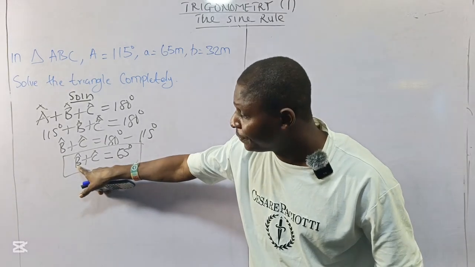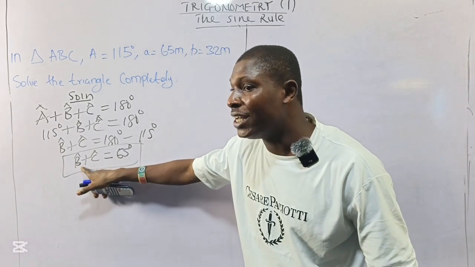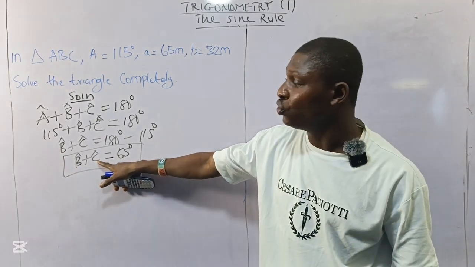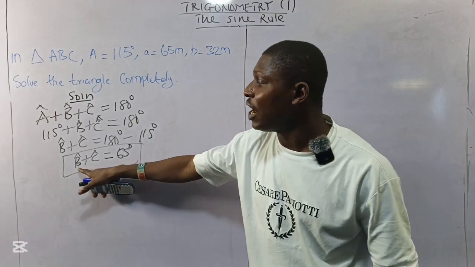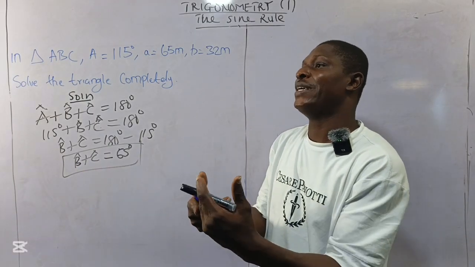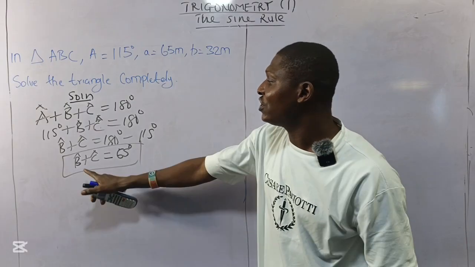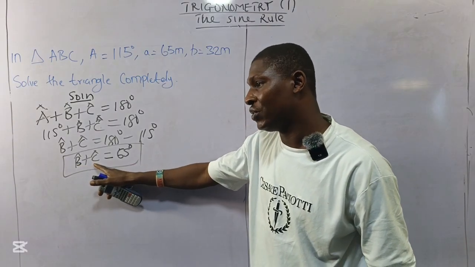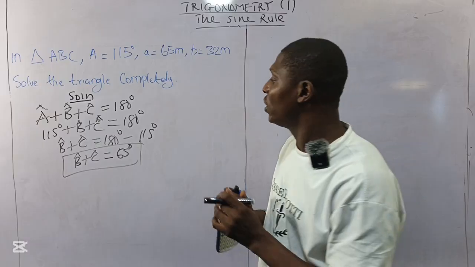Another information I want to give you is this. If my B is to 2 decimal places, my C must be to 2 decimal places. Not I'll have B to 1 decimal place and C to 2 decimal places. The two must be accordingly. If this is to 3 significant figures, then this should be to 3 significant figures. Please take note.